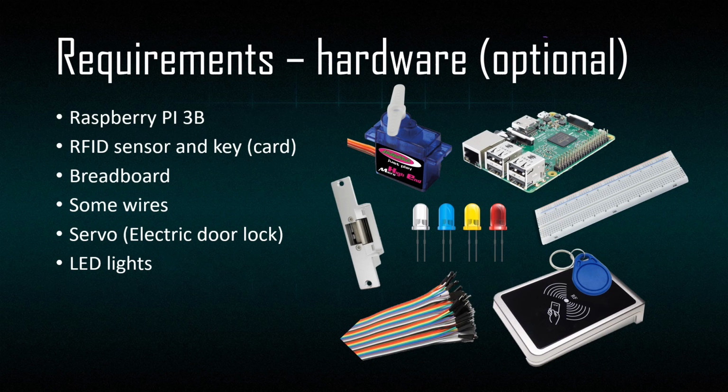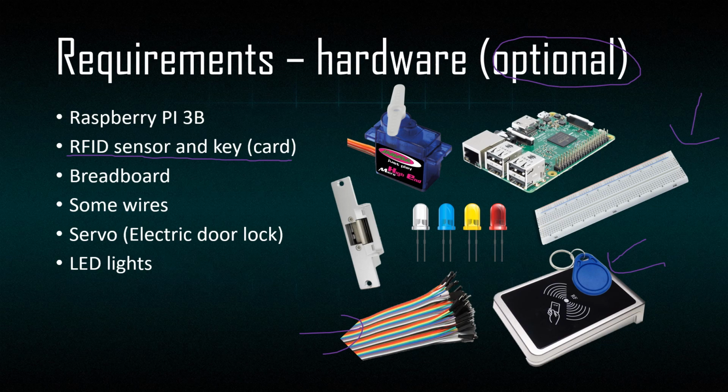So next we can go to requirements about hardware. Obviously everything is optional, because if you don't buy a Raspberry Pi, you don't need any of those components. But if you do, I recommend that you buy an RFID sensor and some key cards or just keys, which look something like this. I will put those in the description of the next video, where you can buy them for a really low price.